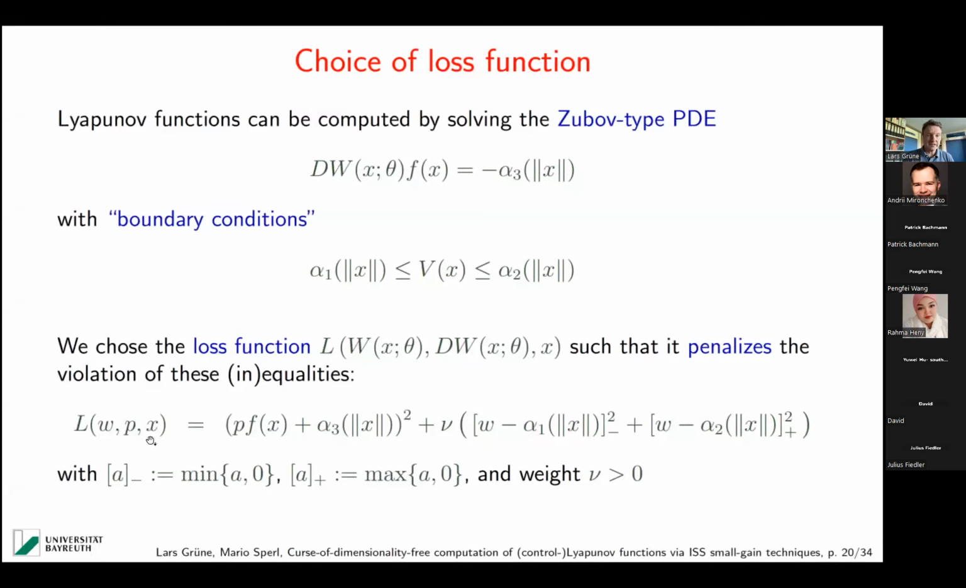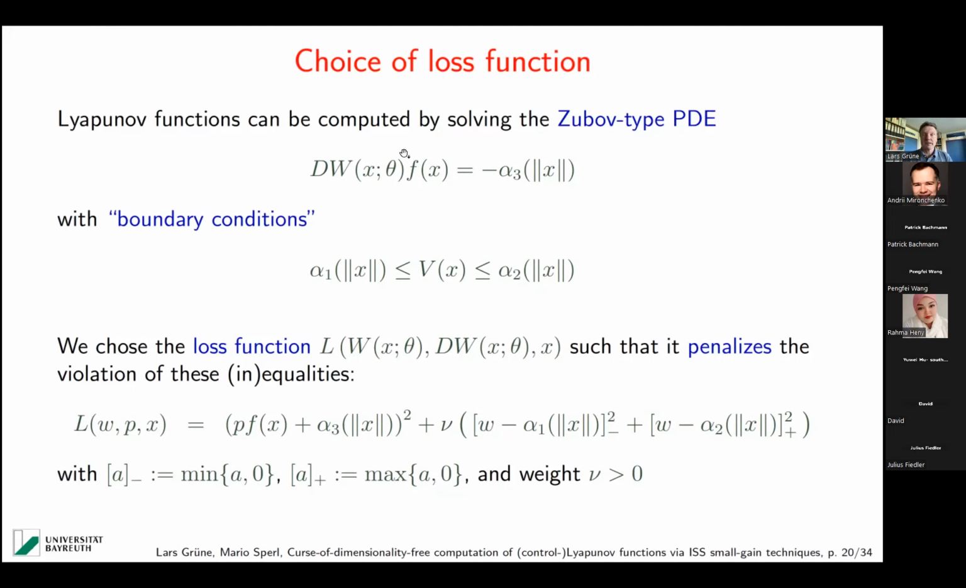So if P is the gradient here, then this first term would penalize the violation of this equality. And these terms here with the minus and the plus, which are the negative and the positive part, they penalize the violation of this inequality here and of that inequality here. So whenever we find a test point where either this equality here or the inequality here or there is violated, the loss function gives us something positive. And since we want to minimize that, the training algorithm is trying to find a theta value where the network satisfies this equation and all the inequalities.